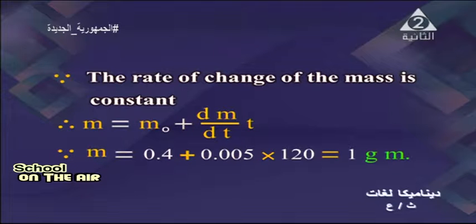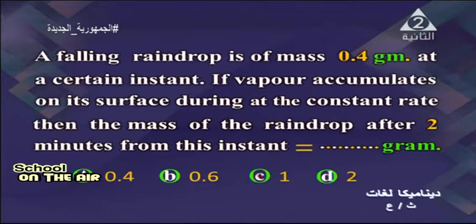0.005 gram. Multiply the time t. Time is 2 minutes. 2 minutes multiply 60 equals 120 seconds. Then the mass of the raindrop after 2 minutes from the instant equals 1 gram, and we can choose letter C.